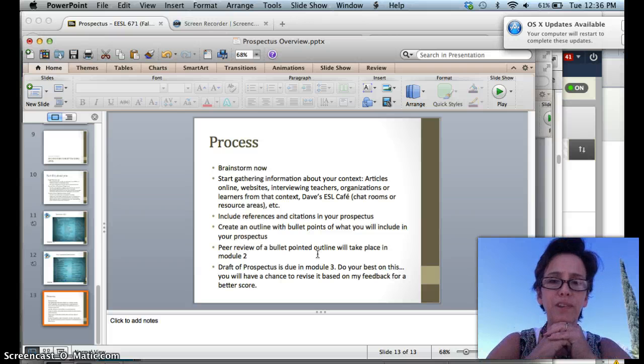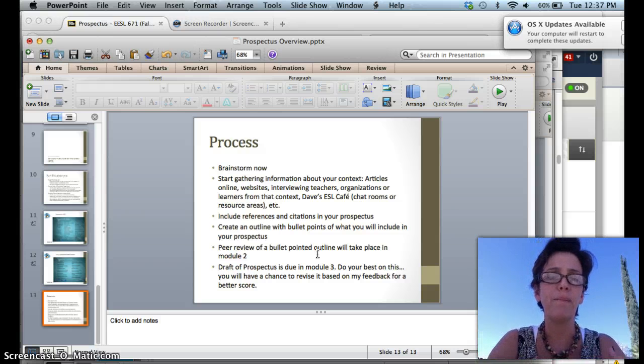Now, just quickly, the process for this is that you're going to brainstorm about this now, start gathering information about your context, include references and citations in your prospectus, and create an outline with bullet points of what you will include in your prospectus, and that is what we will peer review in Module 2. And finally, the first draft of the prospectus is due at the end of Module 3. Do your best on this. You will have a chance to revise it based on my feedback for a better score later, but try to turn in a full draft by the end of Module 3.